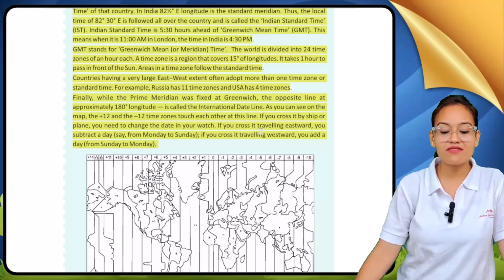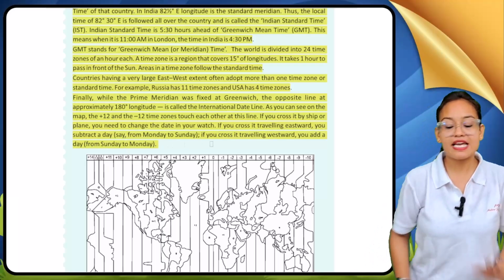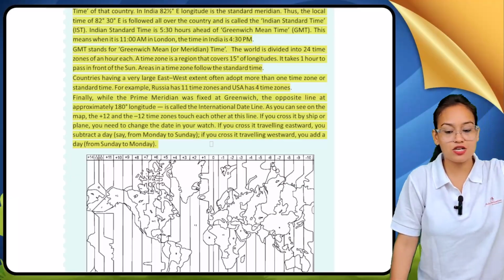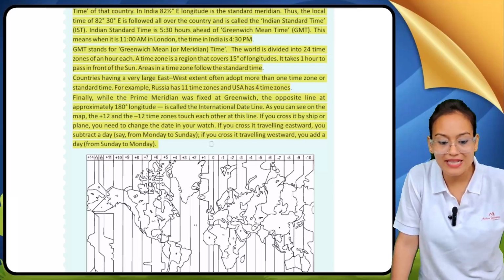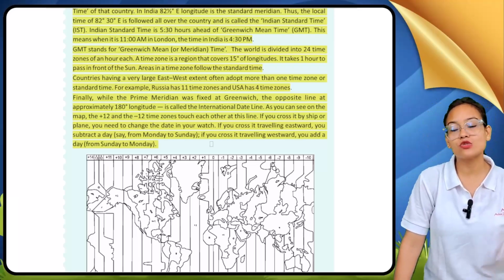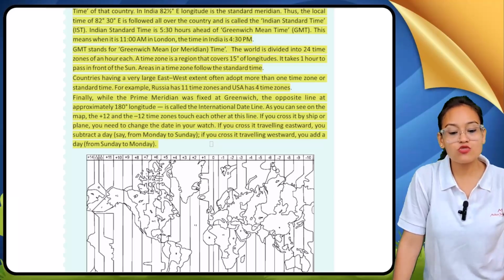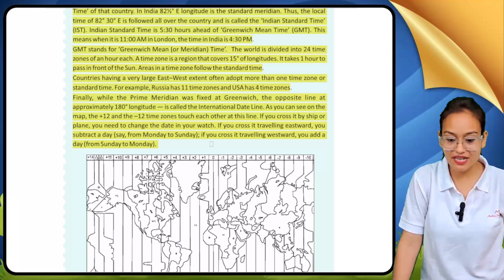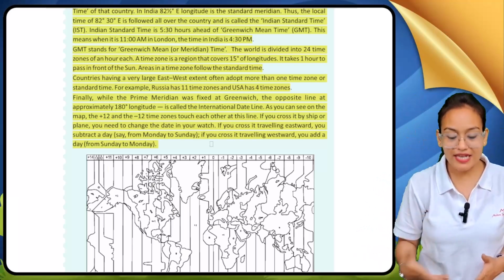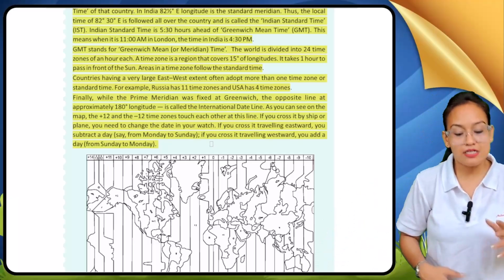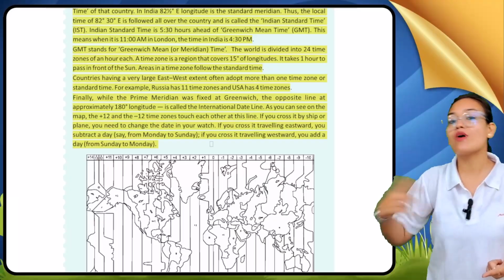If you cross it traveling eastward, you subtract a day, say from Monday to Sunday. If you are traveling in the east direction of the international date line, then my dear student, you need to subtract, means remove one day. You only take Monday to Sunday. If you cross it traveling westward, you add a day, from Sunday to Monday. So if you are traveling in the westward direction, you add one extra day.